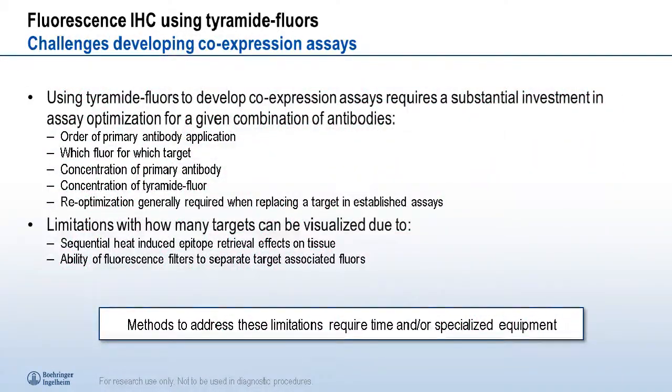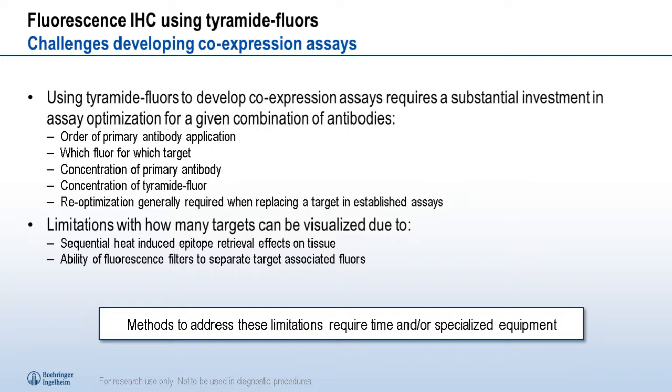So just to briefly summarize some of the challenges we have developing co-expression assays with Tyramide, while it is an awesome assay, it really creates a lot of flexibility in your assay design. It also involves a substantial investment in assay optimization time for any given combination of antibodies. And I've just listed a few things here that we consider. So the order of primary antibody application, which fluor should we use for which target, the concentration of our primary, as I showed you, the concentration of the Tyramide fluor itself.